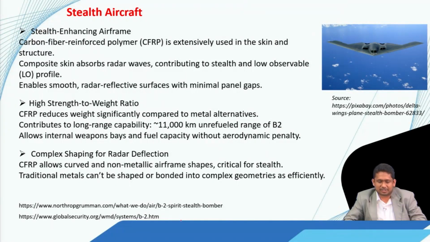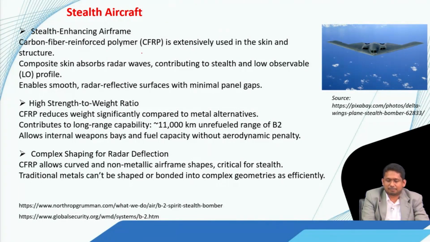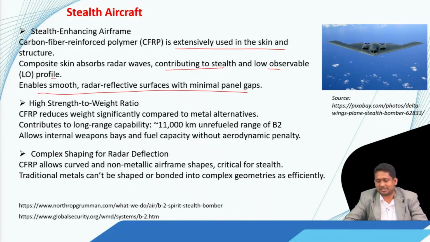Now, let us look into the use of composites in stealth aircraft. Carbon fiber reinforced polymer is extensively used in skin and structure. The skin absorbs the radar waves. So, this contributes to stealth and a low observable profile, and not only that, it helps in achieving a smoother surface. For a stealth critical design, the design of the surface also plays a major role, and that kind of complicated shape we can achieve with the help of composite. So, definitely it gives high strength to weight ratio, and because of that it burns less fuel.